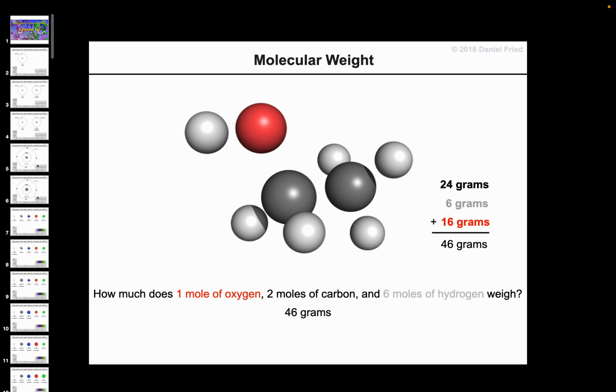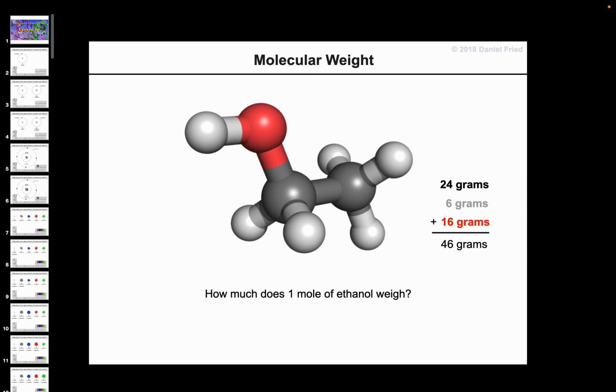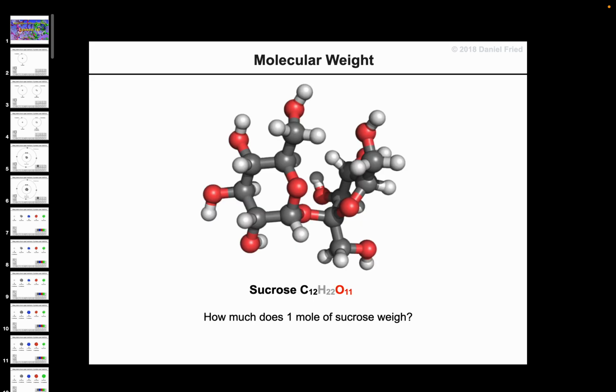Today is a bit of a mathy day. So this is simple addition. Just add all the single molecular weights together. How much does 1 mole of ethanol weigh? 46 grams. How much does 1 mole of sucrose weigh?